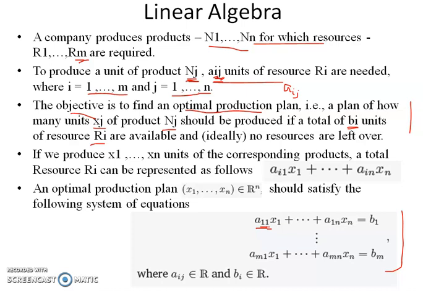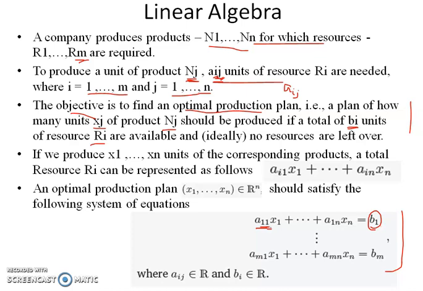A11 units of resource R1. Okay, A11 units of R1 resource is required to produce any unit of product Nj. So for that, B1 available resources are there. B1 is the available number of resources.